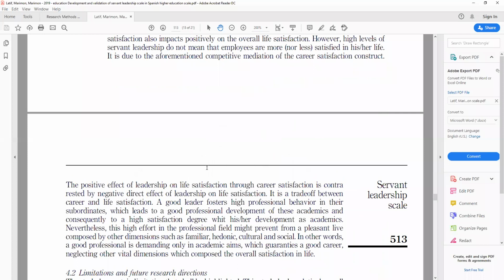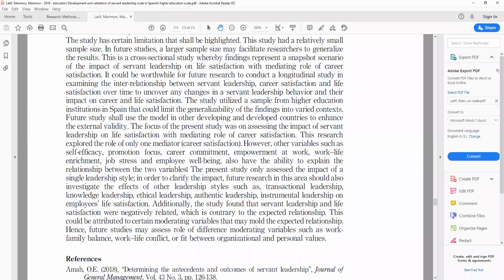Now, the study only assessed the impact of a single leadership style. Now you can have multiple leadership styles and do a comparative study on how these leadership styles can influence these variables.